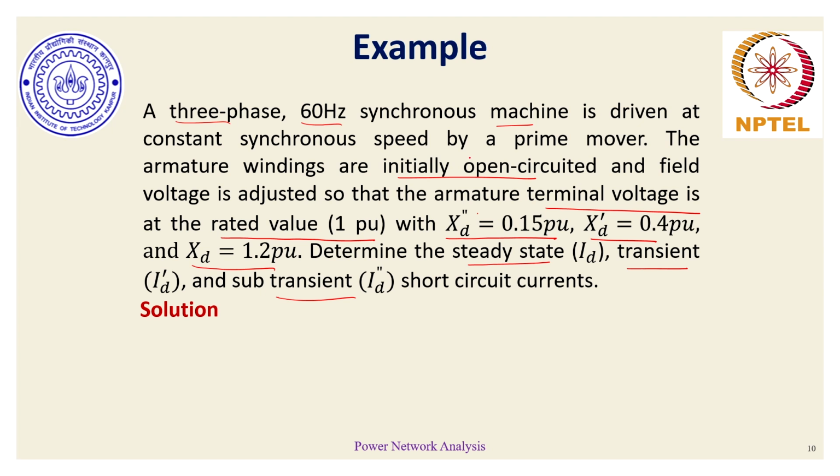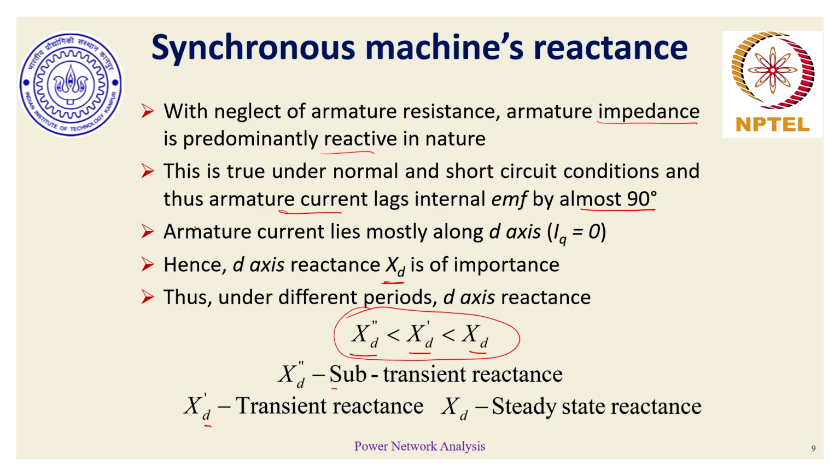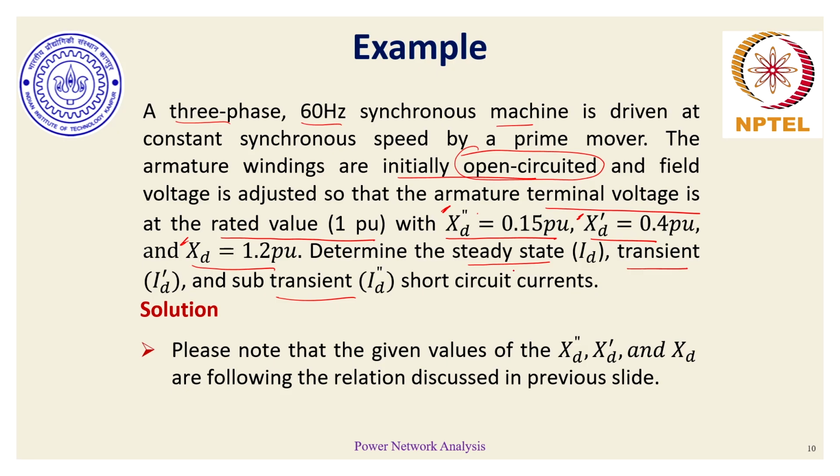Since the machine is open circuited, the armature current does not exist before the fault. The fault event is the only singular event happening in this synchronous machine. The corresponding values of XD double dash, XD dash and XD tend to follow this particular inequality relationship as per the discussion that we had. And if we have to find the steady state current, again in per unit, which reactance should we consider? Should we consider the subtransient reactance, the transient reactance, or the steady state value of X to find the steady state current?